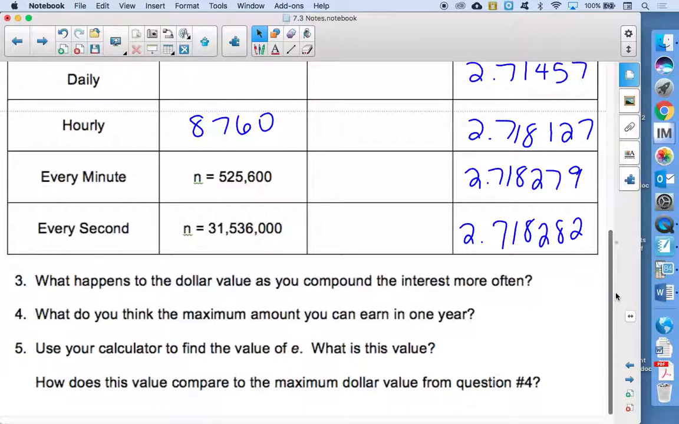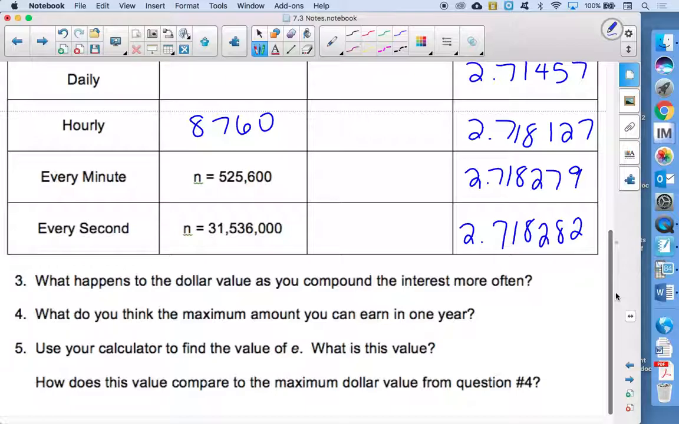But the goal is for you to look at the last couple of values. What do you notice about the last 3 values? They're almost the same. And if we're talking about a dollar amount, it says what happens to the dollar value as you compound the interest more often. Well, you get more money, but, Cooper, you get more money, but what?